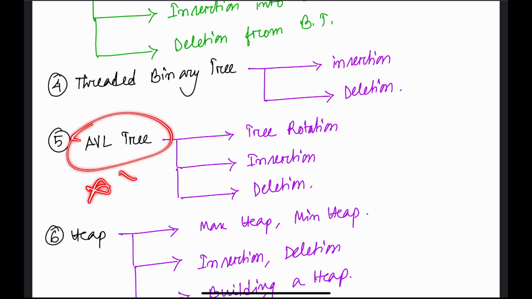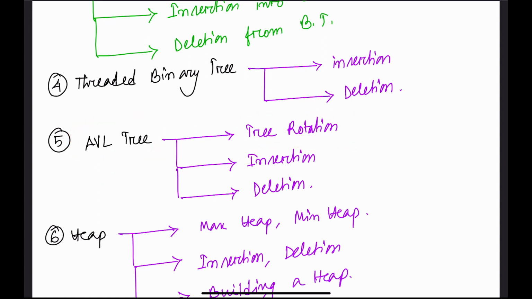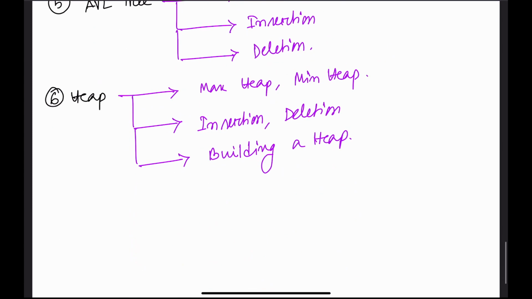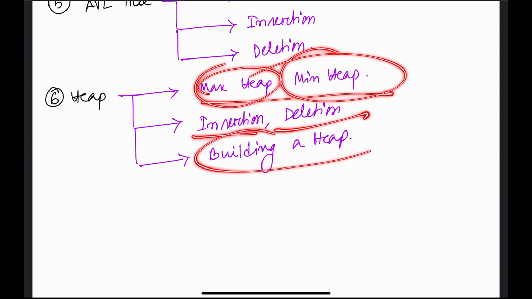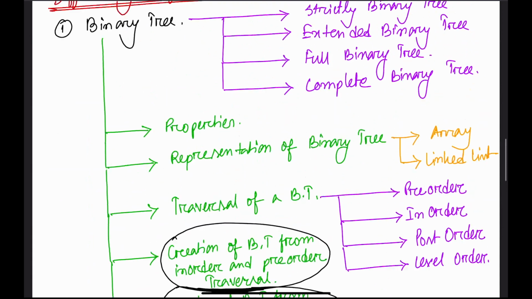AVL tree is very important for your career if you want to be a good software engineer. Then balanced binary search tree, we used to call it AVL tree. It has its own history. Then tree rotation, like left rotation, right rotation, there are so many things. Then insertion and deletion, and then heap, max heap, min heap, insertion, deletion, building a heap. There are a lot of things, the heapify method and all. Every single thing we are going to discuss.